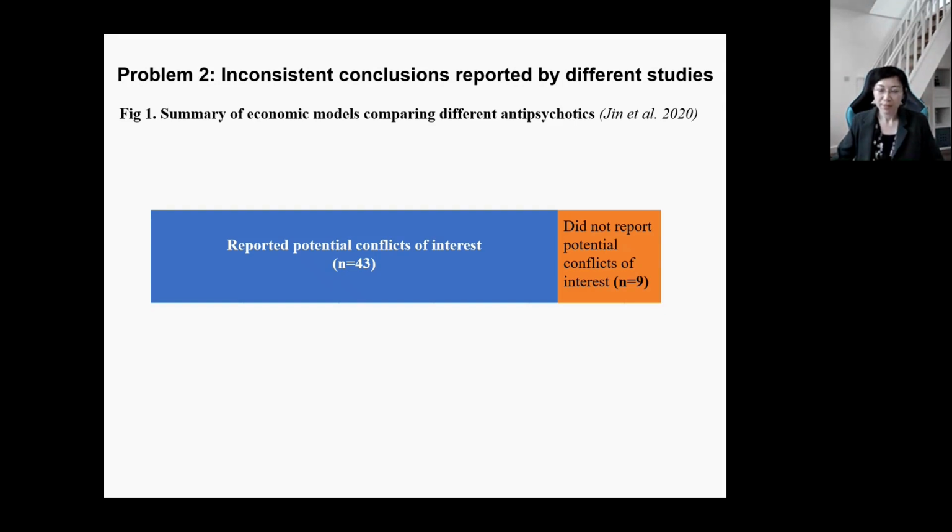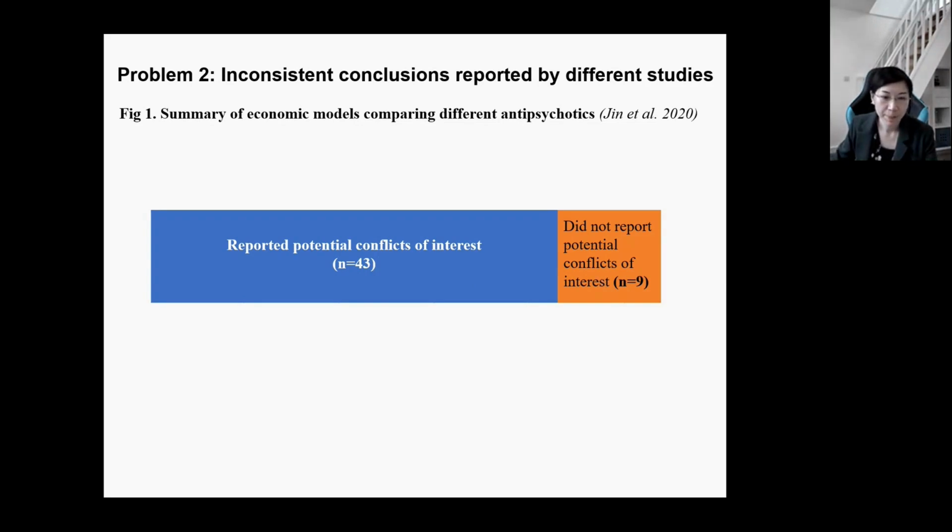A few years ago, my colleagues and I conducted a systematic review of economic models which compare the cost effectiveness of different antipsychotics for people with schizophrenia. We identified 52 models in total, of which 43 reported that they have potential conflicts of interest, which means they are either sponsored by a commercial company or the main authors are affiliated with a commercial company. 9 studies did not report potential conflicts of interest.